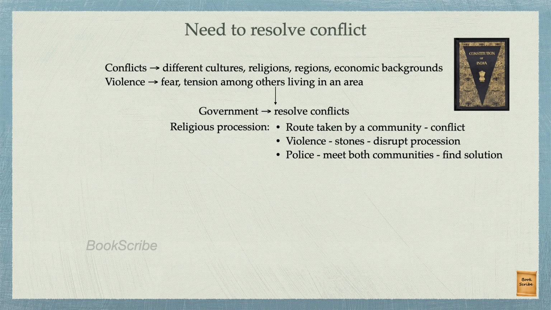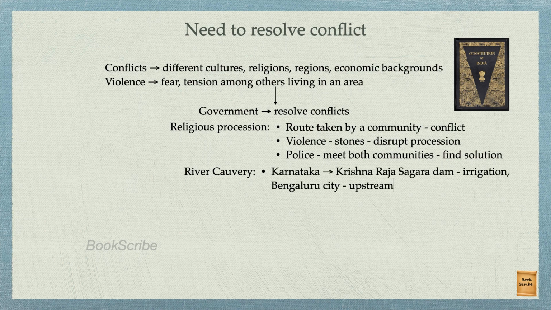One best example will be the river Kaveri. The river Kaveri starts from Karnataka, flows through Tamil Nadu and also the state of Pondicherry, and finally meets the ocean, sea. So in Karnataka, we have Krishnaraja Sagara Dam. So here the state stores the Kaveri water and it is used for irrigation by the farmers in the nearby districts of where the dam is.